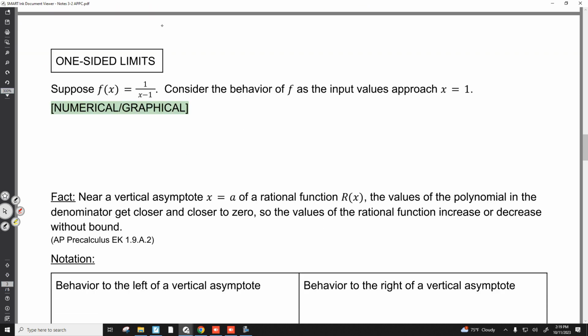Moving on. Why is x equals 1 a vertical asymptote to 1 over x minus 1? Why? And don't say because you get a number over 0. Explain why x equals 1 is the location of a vertical asymptote. Why? Hey neighbors, why?